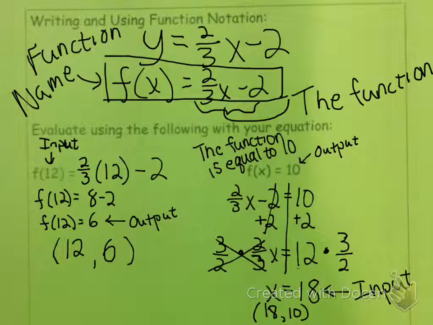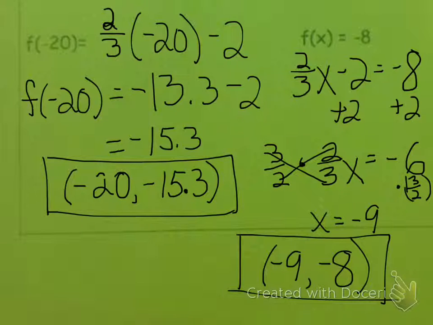Okay, the next two are very similar to what we just did. So I want you to pause the video and evaluate for f of negative 20 and for f of x equals negative 8. Okay, so you've paused the video and you've evaluated these two for negative 20 and negative 8. So here are the answers. Check your answers, see if you got the same thing I did. If you got something different, go ahead and pause it, see if you can figure out what you did, and go ahead and fix your mistake.